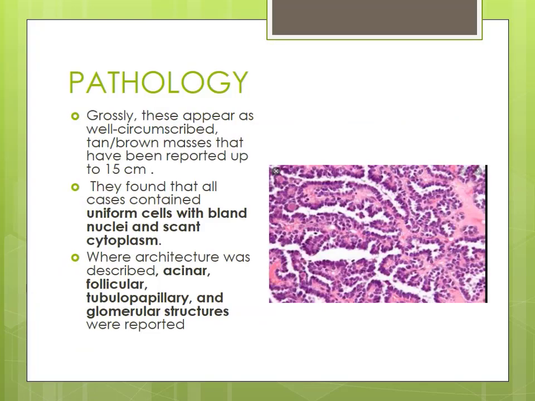On pathology, they appear as well circumscribed tan brown masses that have been reported up to 15 centimeters. The cells are uniform with bland nuclei and scant cytoplasm. When architecture is considered, they show different types of architecture including acinar, follicular, tubulopapillary, and glomeruloid structures.